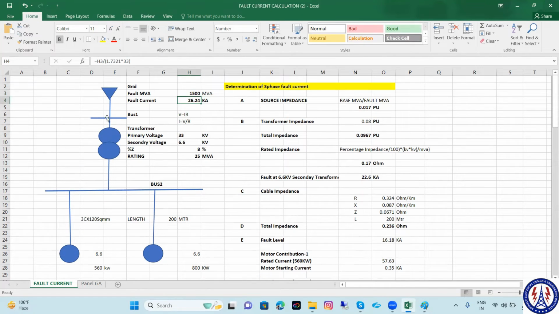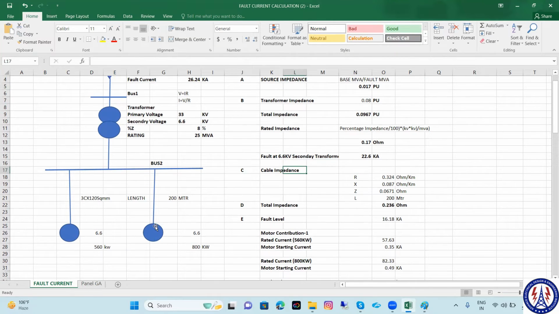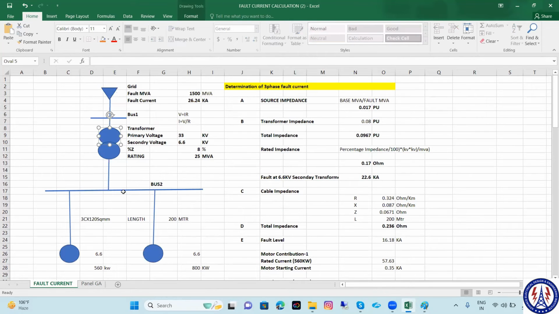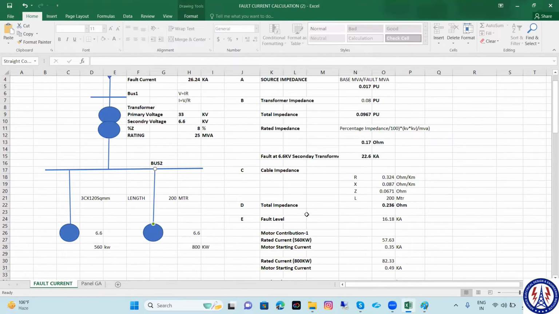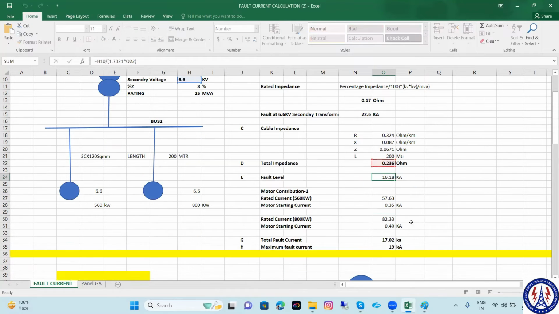So what I have done is just added source impedance and transformer impedance. Now suppose I have to determine the fault at the motor location. So how many impedances? Source, transformer plus cable. These three impedances will be there. The cable impedance will be R and X, which I can take from the catalog along with the length. So total impedance will be root of R square plus X square. This will be the cable impedance. Then I will add this cable impedance with the remaining two impedances. So this is in ohm, and the fault current will be V upon root 3 Z.